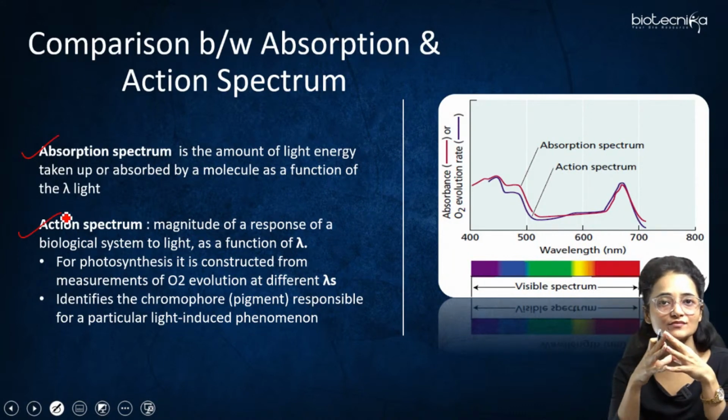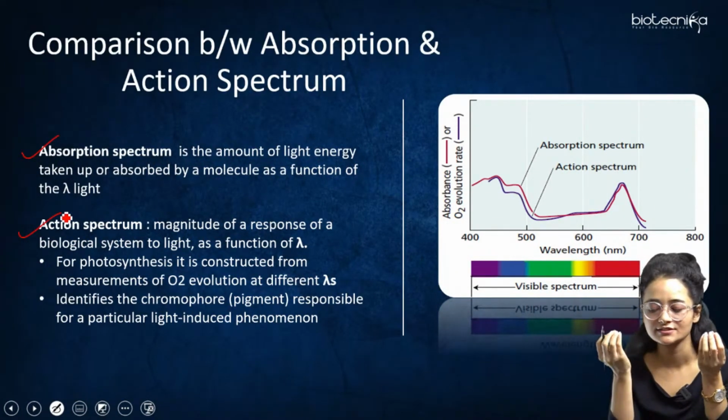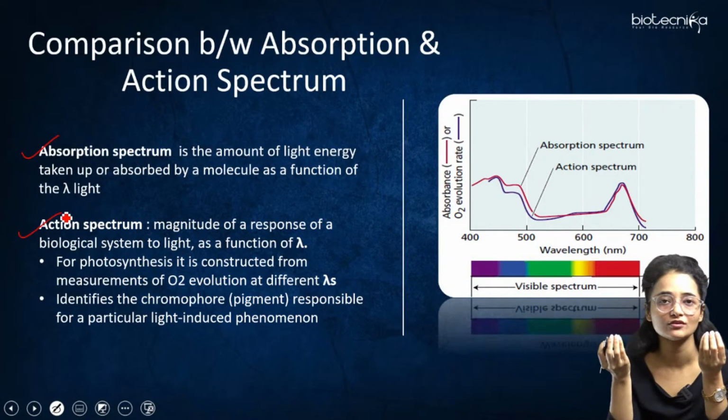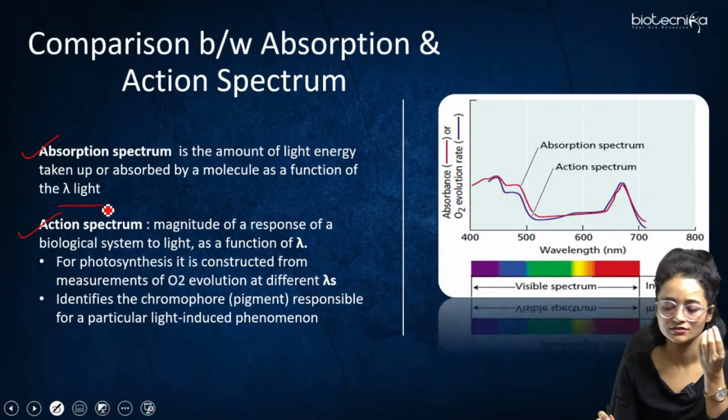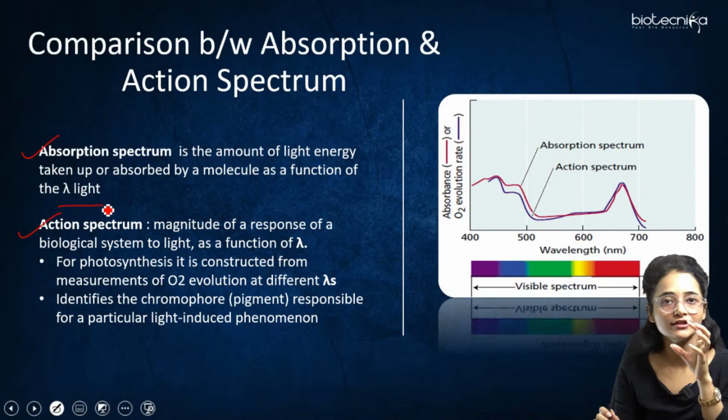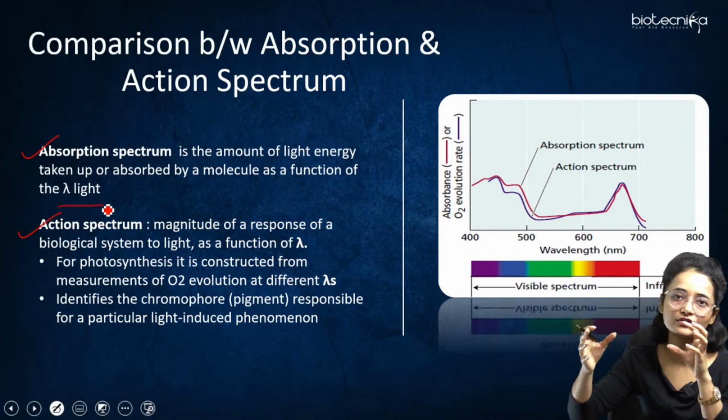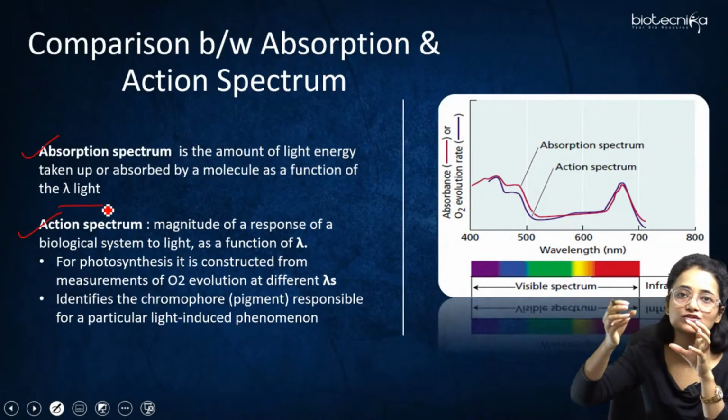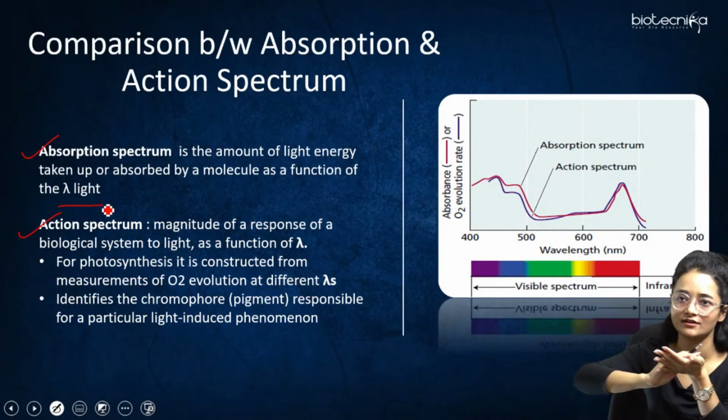So absorption spectrum is basically the amount of light energy that is being taken up or absorbed by the molecule as a function of wavelength. It is written here. So absorption is basically the molecules, the chlorophyll molecules in case of photosynthesis, which absorb a particular wavelength of light, right?